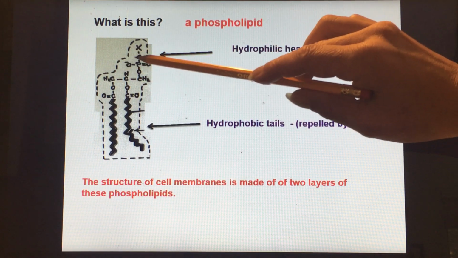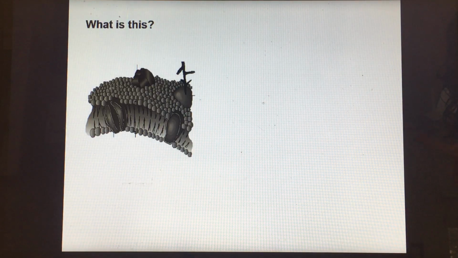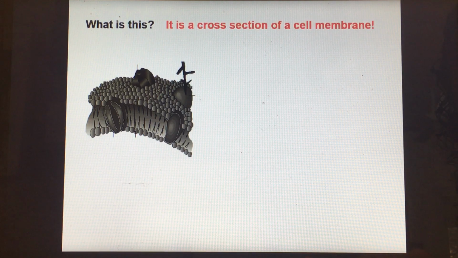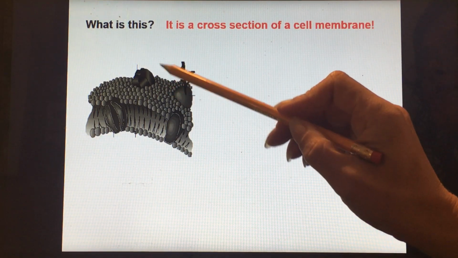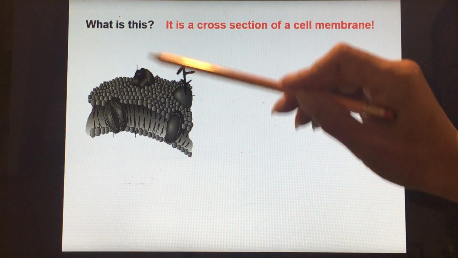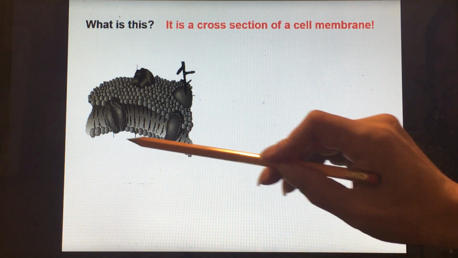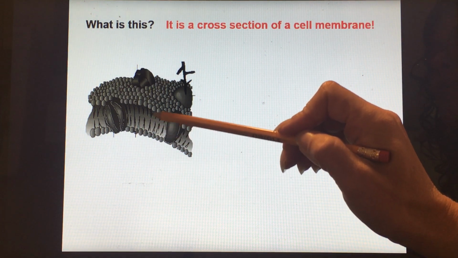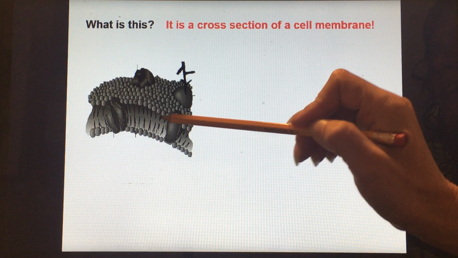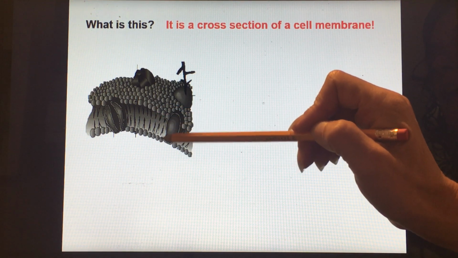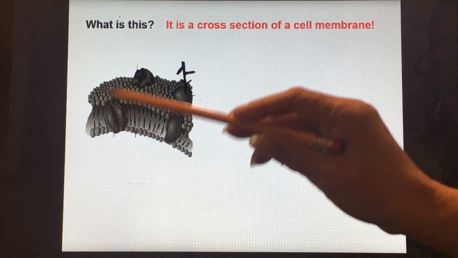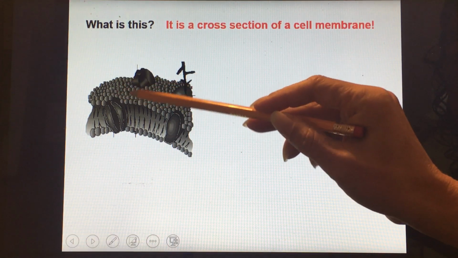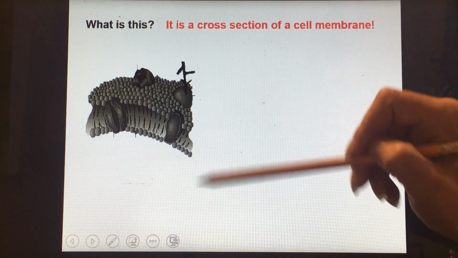hydrophilic water-loving heads. So this diagram is a cross-section of a cell membrane, and so there would be water outside the cell, there would be water inside the cell, and those hydrophobic tails, they're water repellent, flip towards each other, and the heads that are attracted to water flip towards the outside because they're chemically attracted to water.